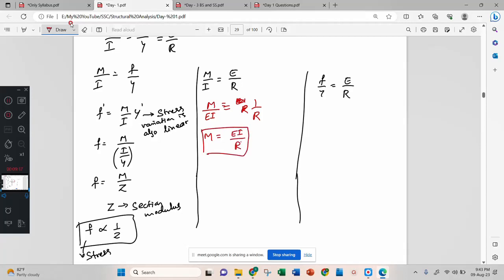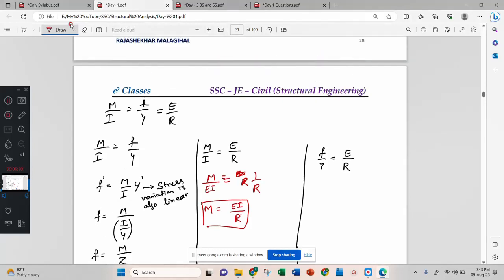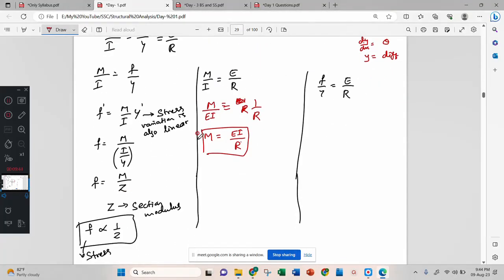Correct? In a previous class, in yesterday's class, I told you Y is deflection. Then dy by dx is theta, slope. Then d square y by dx square is moment. Now, d square y by dx square is moment, so 1 by r is nothing but d square y by dx square. That's why it is called curvature.